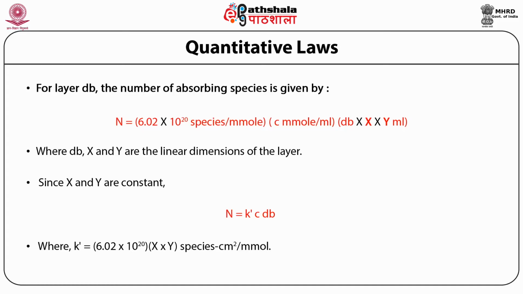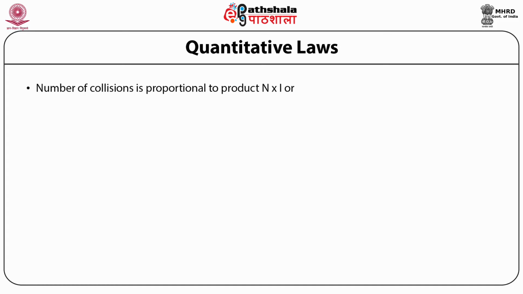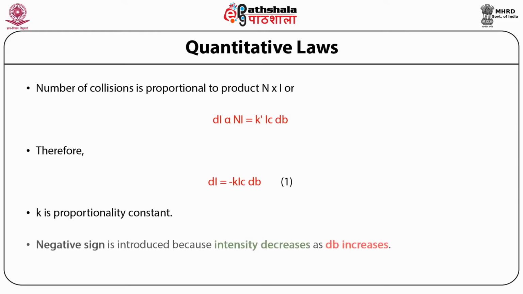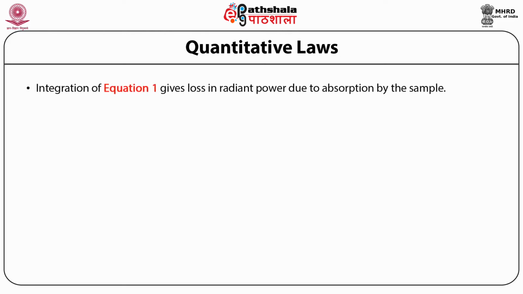The number of collisions is proportional to the product n × I, or dI is proportional to nI, which equals k' I C db. Therefore, dI = −k I C db, equation 1, where k is the proportionality constant. The negative sign is introduced because intensity decreases as db increases. Integration of the equation over the entire cell length b gives the loss in radiant power due to absorption by the sample.